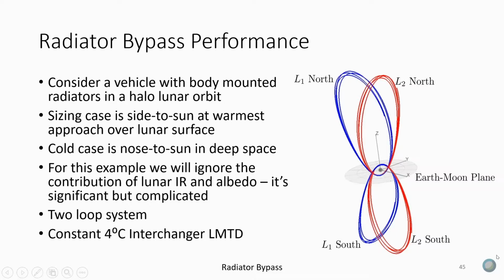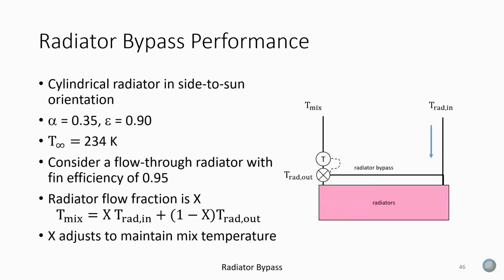The cold case is going to be when we're in deep space, and that actually happens when you're near the moon, getting IR from the moon and albedo from the moon, which we also need to worry about, is fairly short in terms of time. So you're going to be deep space most of the time, and when you turn nose to sun, that's going to be your coldest because you're just going to be seeing deep space all over the vehicle. So here we're just going to ignore lunar IR and albedo. It's significant, but it's also complicated, so we're just not going to do it here in this example.